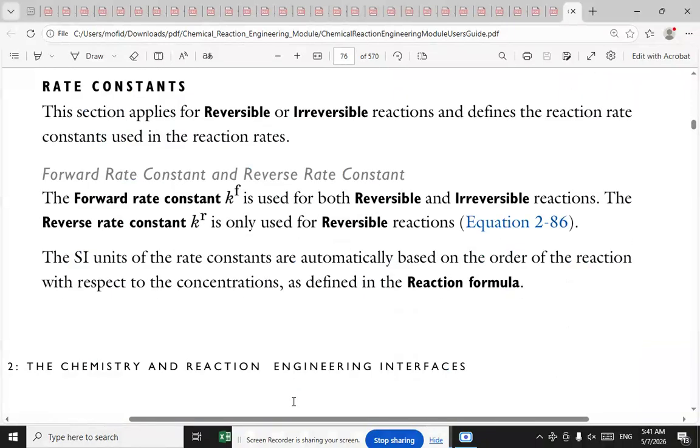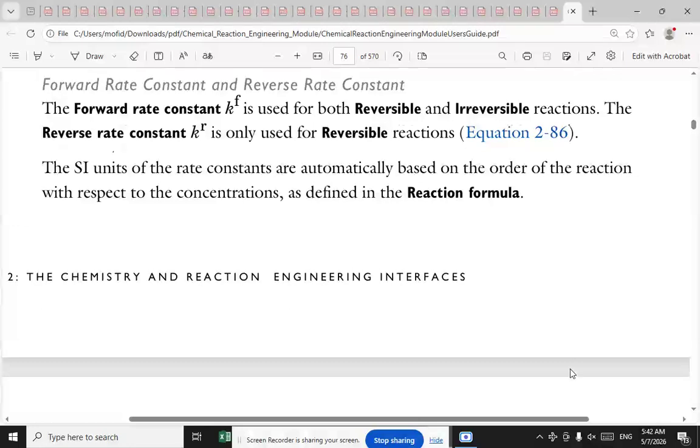Now I want to go to the rate constants. This section applies for reversible or irreversible reactions and defines the reaction rate constants used in the reaction rates: the forward rate constant and the reverse rate constant. The forward rate constant k^f is used for both reversible and irreversible reactions. The reverse rate constant k^r is only used for reversible reactions. Equation 2-86. The SI units of the rate constant are automatically based on the order of the reaction with respect to the concentrations as defined in the reaction formula.